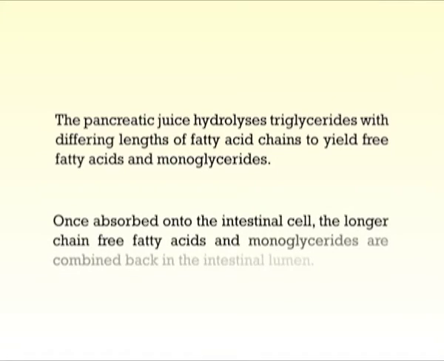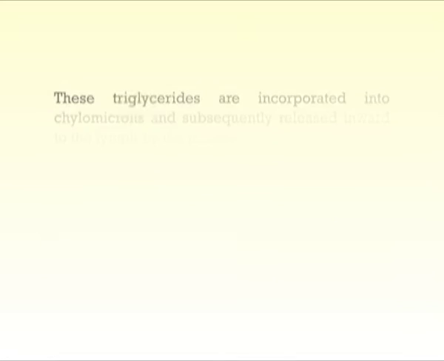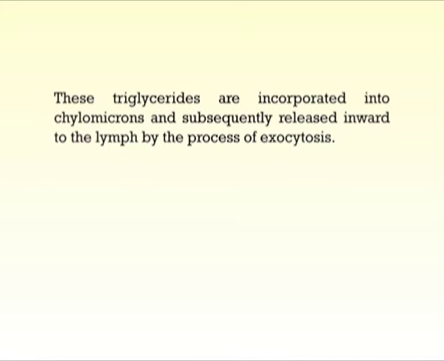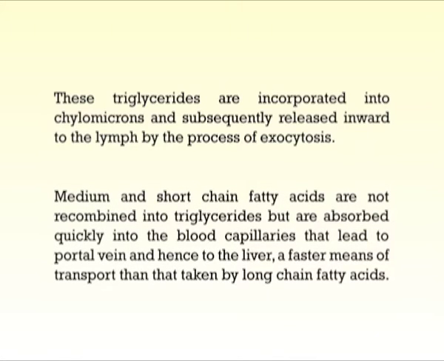Once absorbed onto the intestinal cell, the longer chain free fatty acids and monoglycerides are combined back into triglycerides in the intestinal lumen. These triglycerides are incorporated into chylomicrons and subsequently released into the lymph by the process of exocytosis. Medium and short chain fatty acids are not recombined into triglycerides but are absorbed quickly into the blood capillaries that lead to the portal vein and hence to the liver, a faster means of transport than that taken by long-chain fatty acids.